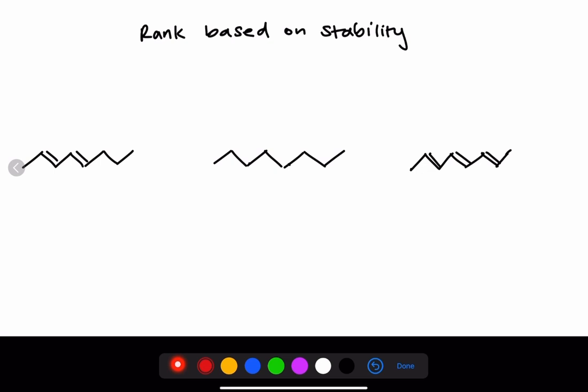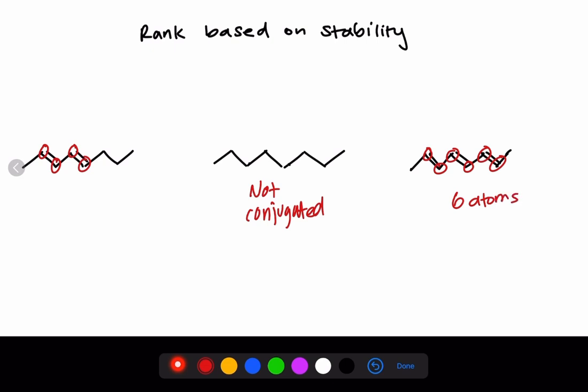Another type of question you might be asked regarding conjugation involves stability. Remember at the start, I said that the delocalization of electrons throughout the molecule increases stability. Thus, the higher number of conjugated atoms in the molecule, the greater its stability. This first molecule, on the left, has 4 conjugated atoms. The second molecule is not conjugated, and the third molecule has 6 atoms conjugated. And remember, the first one had 4 atoms.